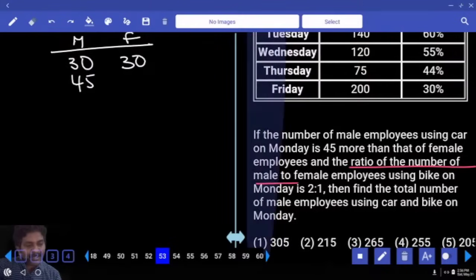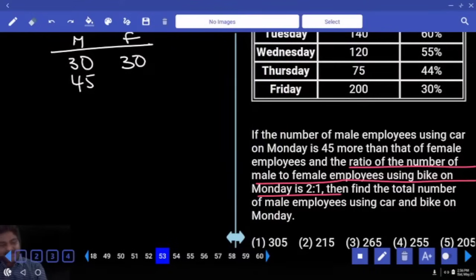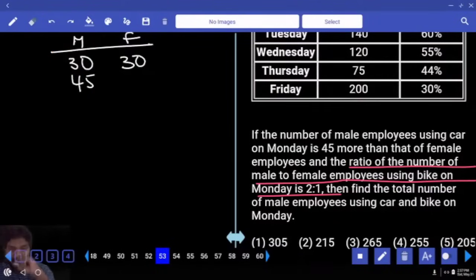Ratio of number of male and female employees using bike on Monday is 2:1. On Monday, total how many people are using bike? 195. That should be divided in the ratio 2:1. Divide them into 3 parts. 65. So male are 2 parts, 2 times 65, 130. Female are 1 part, 65. You got it? Right.